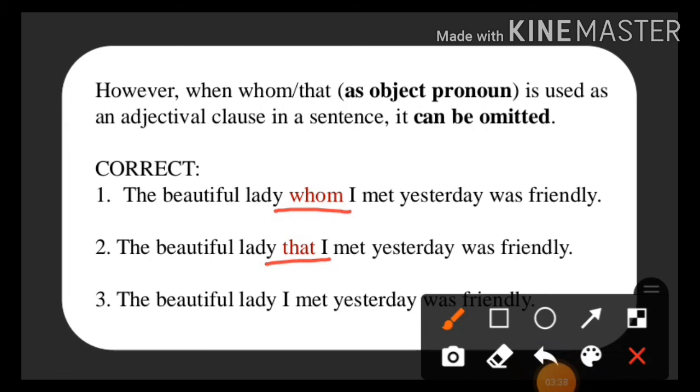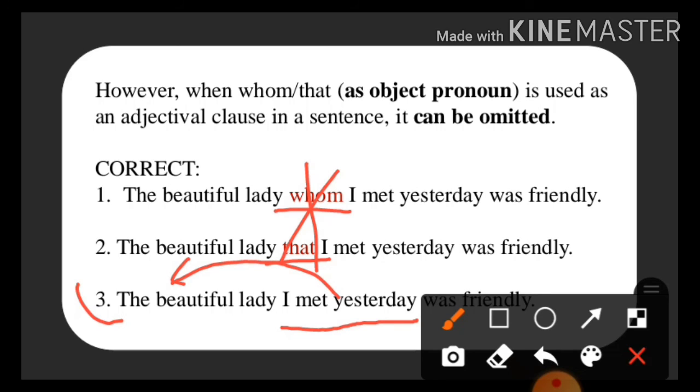Nanti jadinya seperti yang nomor 3 ini. The beautiful lady I met yesterday was friendly. Jadi nanti walaupun dia dihilangkan, nanti jadinya dia tetap menjadi adjectival clause. Dia tetap menjelaskan noun-nya. Ini nanti I met yesterday ini adalah adjectival clause-nya. Dia tetap menjelaskan noun-nya ini. Dia tidak berubah menjadi verb. Makanya dia boleh dihapuskan atau dihilangkan.